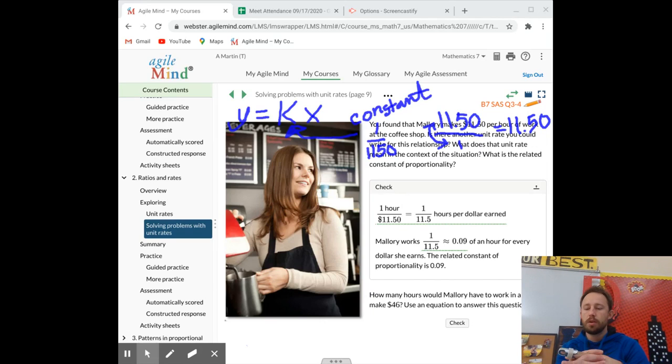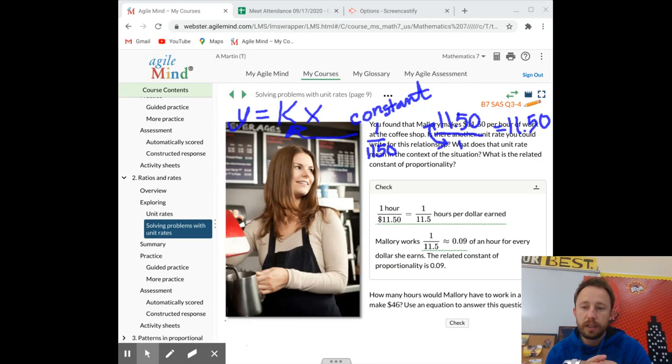Mallory works 1 over 11.5 hours. How do you say that, Mr. Martin? All right, so Mallory works, that equation, 1 over 11.5. And so that's relating the hours per dollar. So that's Mallory works 1 hour per $11.50.